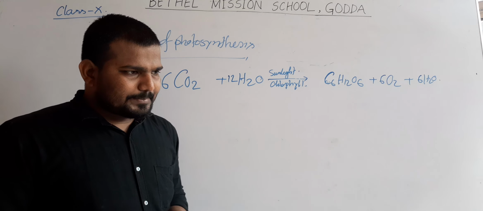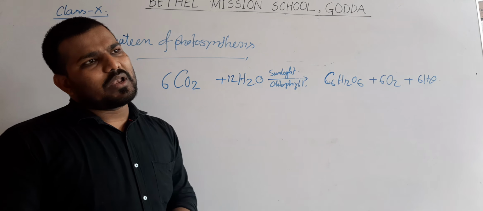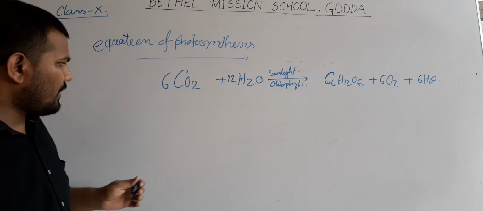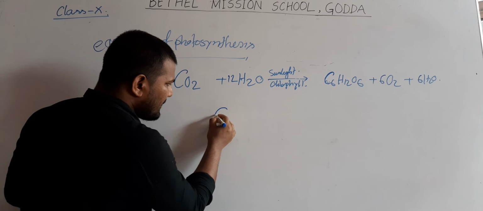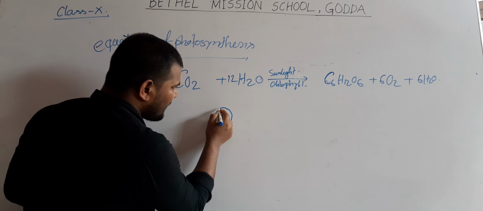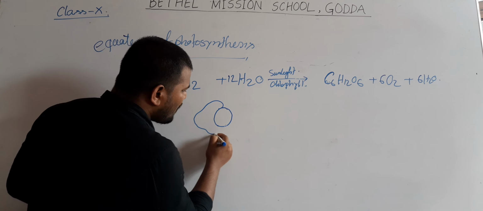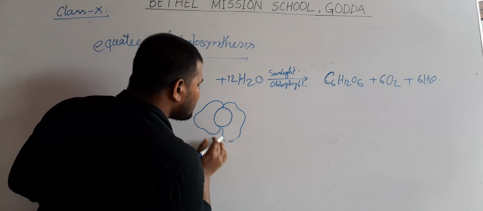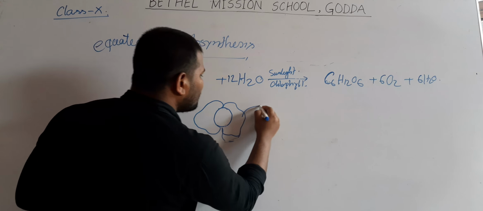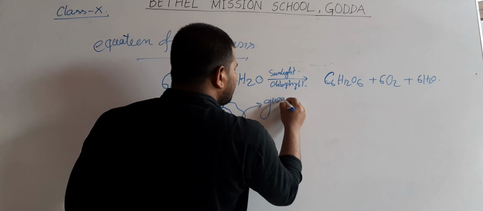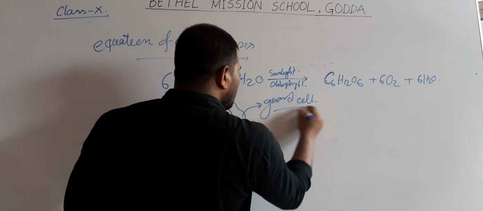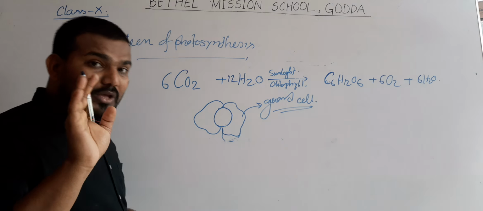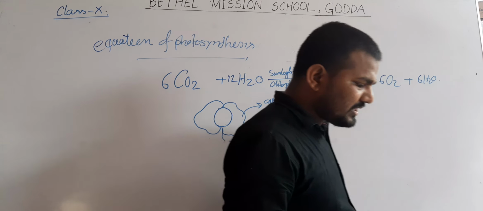Another question: mention the role of guard cells in opening and closing of stomata. Stomata means the pores present on the leaves. These are the stomata, suppose. Around the stomata we can find some irregular shaped cells. These are known as guard cells. And we are going to discuss the role of guard cells in the opening and closing of stomata.